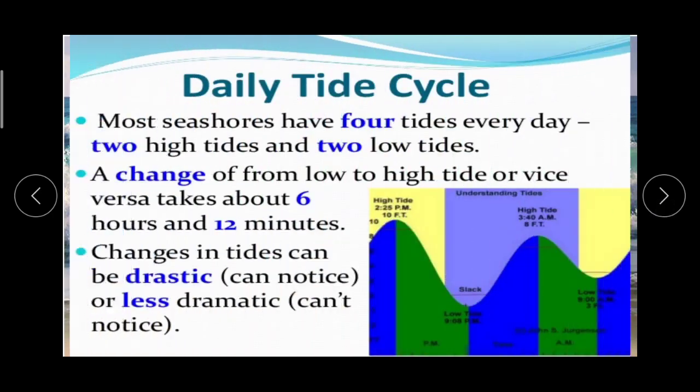Then the next thing, daily tide cycle. The tides are continuously occurring phenomena. After reaching the maximum water level during high tide, the low tide sets in, and after reaching the lowest water level during low tide, the high tide sets in, and this occurs naturally. Most seashores have 4 tides every day, 2 high tides and 2 low tides. A change from low to high tide or vice versa takes about 6 hours and 12 minutes.